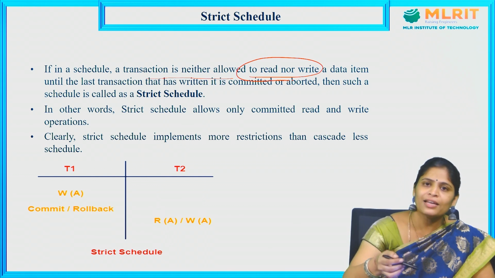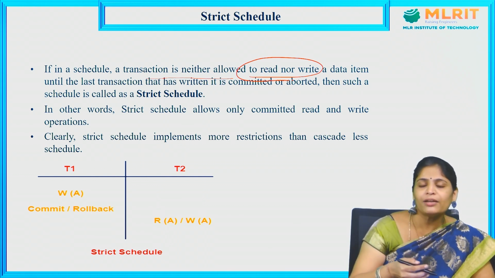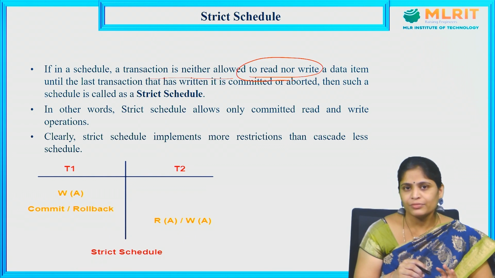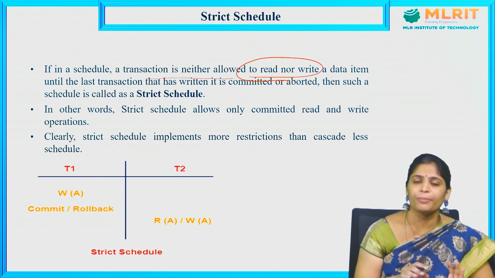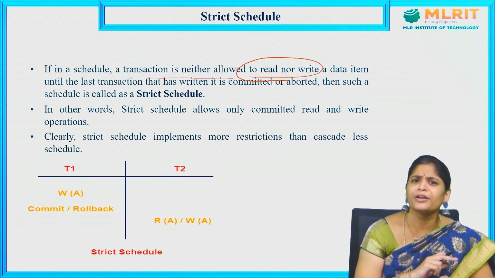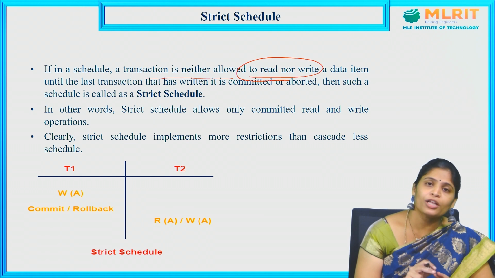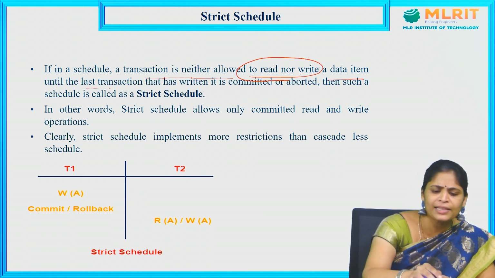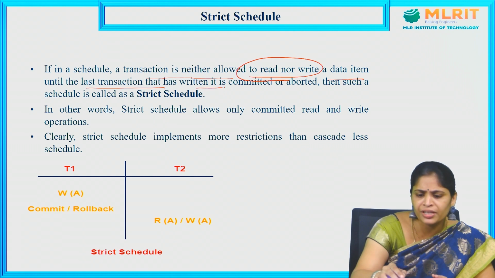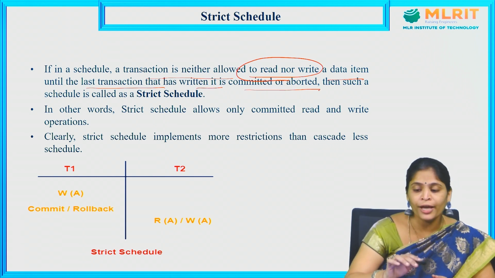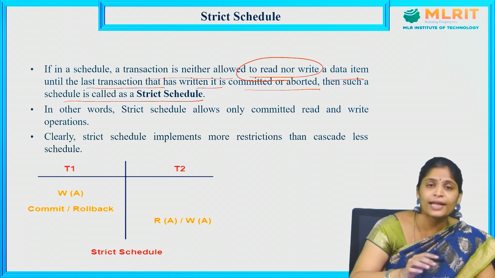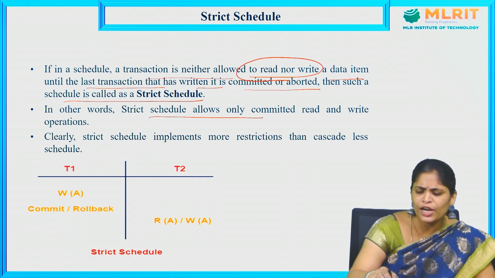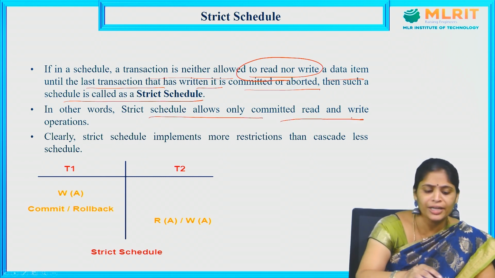So in cascadeless schedule, we can write the data item before committing. We can update the data item before committing. But here in strict schedule, it will not allow either read or write on a data item until the last transaction that has written it is committed or aborted. Then such a schedule is called a strict schedule. So in other words, strict schedule allows only committed read and write operations.